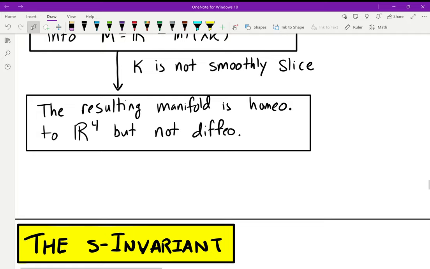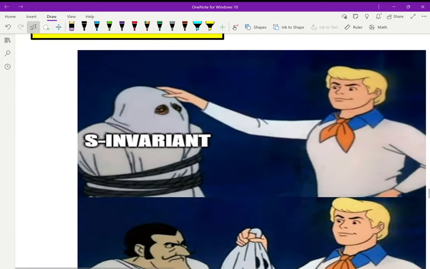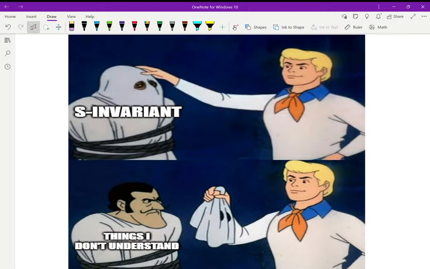Okay. Now we get into the S-invariant. This is the part where I admit that I don't really understand entirely what's going on, but I'll try my best to explain the story so far with this.